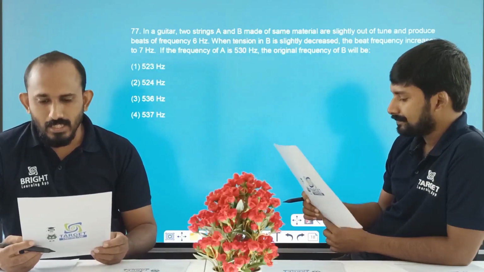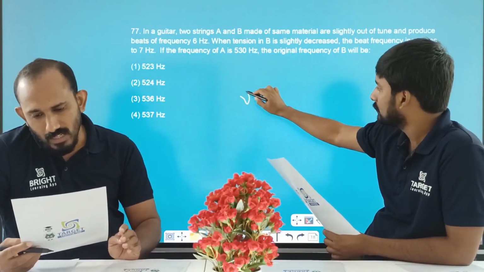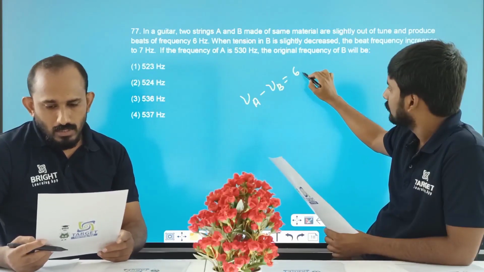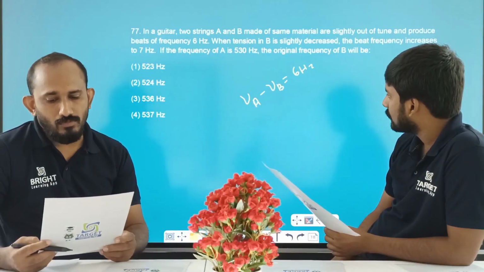Next question, I think 77 is the question number, from waves. In a guitar, two strings A and B made up of the same material are slightly out of tune and produce beats. It's regarding beats, sir. The beat frequency is given as 6 Hz. When tension in B is slightly decreased, the beat frequency increases to 7 Hz. If the frequency of A is 530 Hz, the original frequency of B will be.